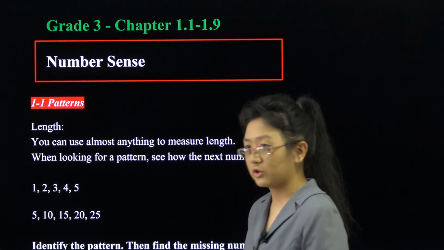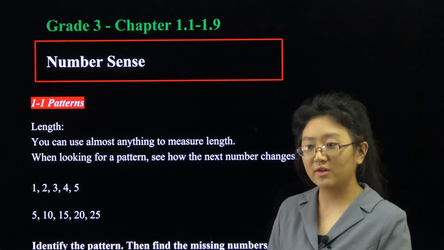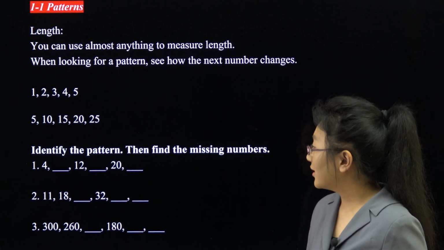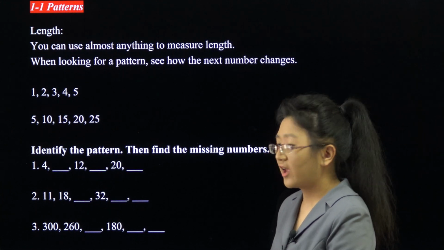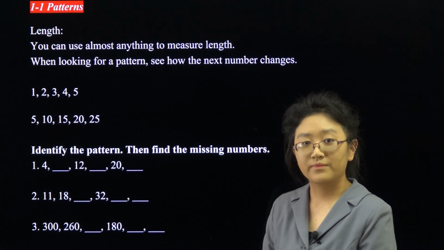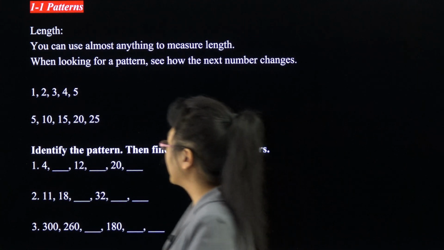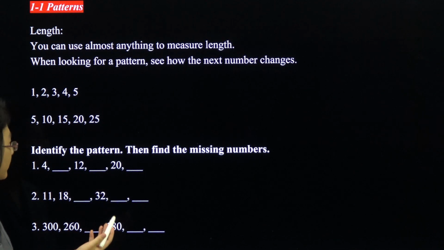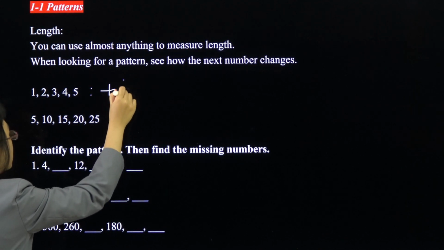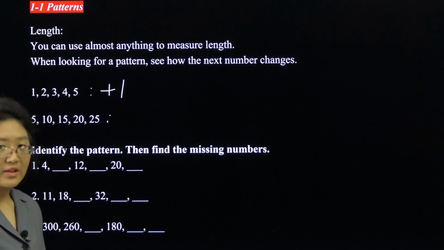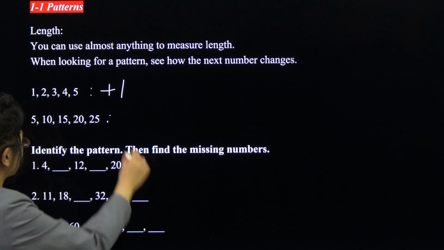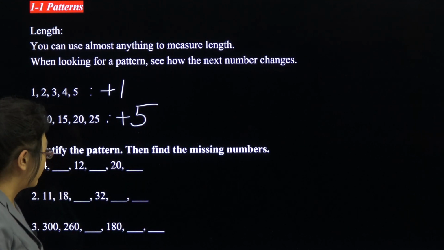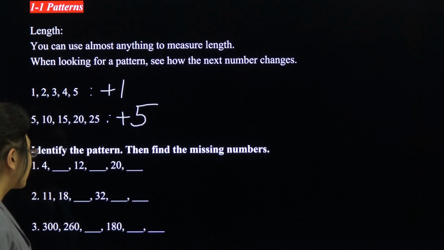1 plus 1 equals 2, 2 plus 1 equals 3, 3 plus 1 equals 4, 4 plus 1 equals 5. And the second pattern has 5, 10, 15, 20, 25. Now everything over here is increasing by 5. 5 plus 5 is equal to 10, 10 plus 5 is equal to 15, 15 plus 5 is equal to 20, and 20 plus 5 is equal to 25. So now let's do some practice problems.